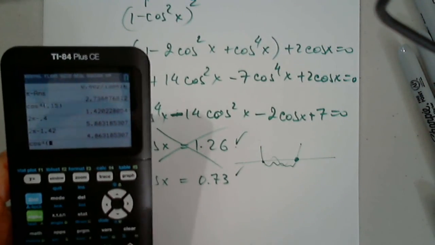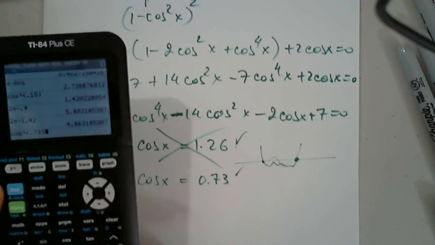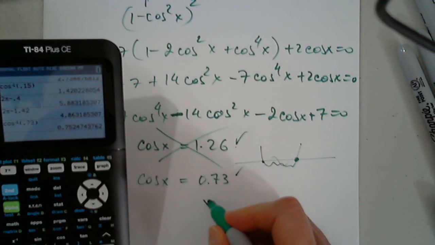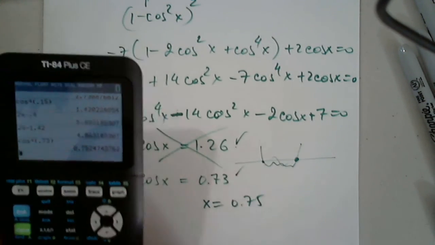So now I want cosine inverse of 0.73. Okay, so I got that x equals 0.75.